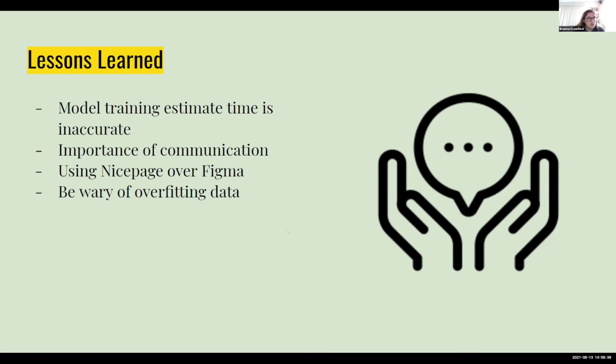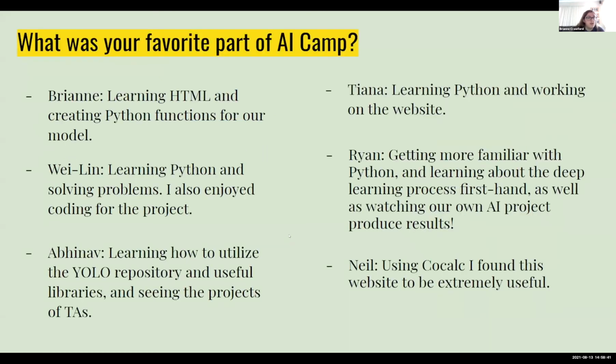My favorite part of AI Camp was learning how to use HTML to create websites, and creating Python functions for our model. My favorite part of AI Camp was learning Python and working on the website. My favorite part was learning Python and solving problems, and I really enjoyed coding for the project as well. My favorite part of AI Camp was getting more familiar with Python, as well as learning about deep learning process firsthand, and watching our ASL sign identifier work. So that's pretty cool.